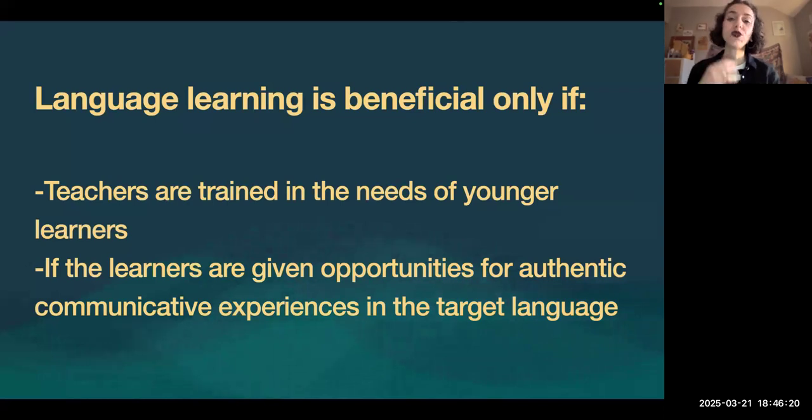And also, this works only if the learners are given opportunities for authentic communicative experiences in their target language. So, what I said before about language learning not being focused on theory, it's because the more authentic it is, the more effective it can be. So, expose younger learners to group activities, communicative activities, making them exposed to authentic material, like listening, videos, or making them produce language to use in an authentic situation outside the classroom.